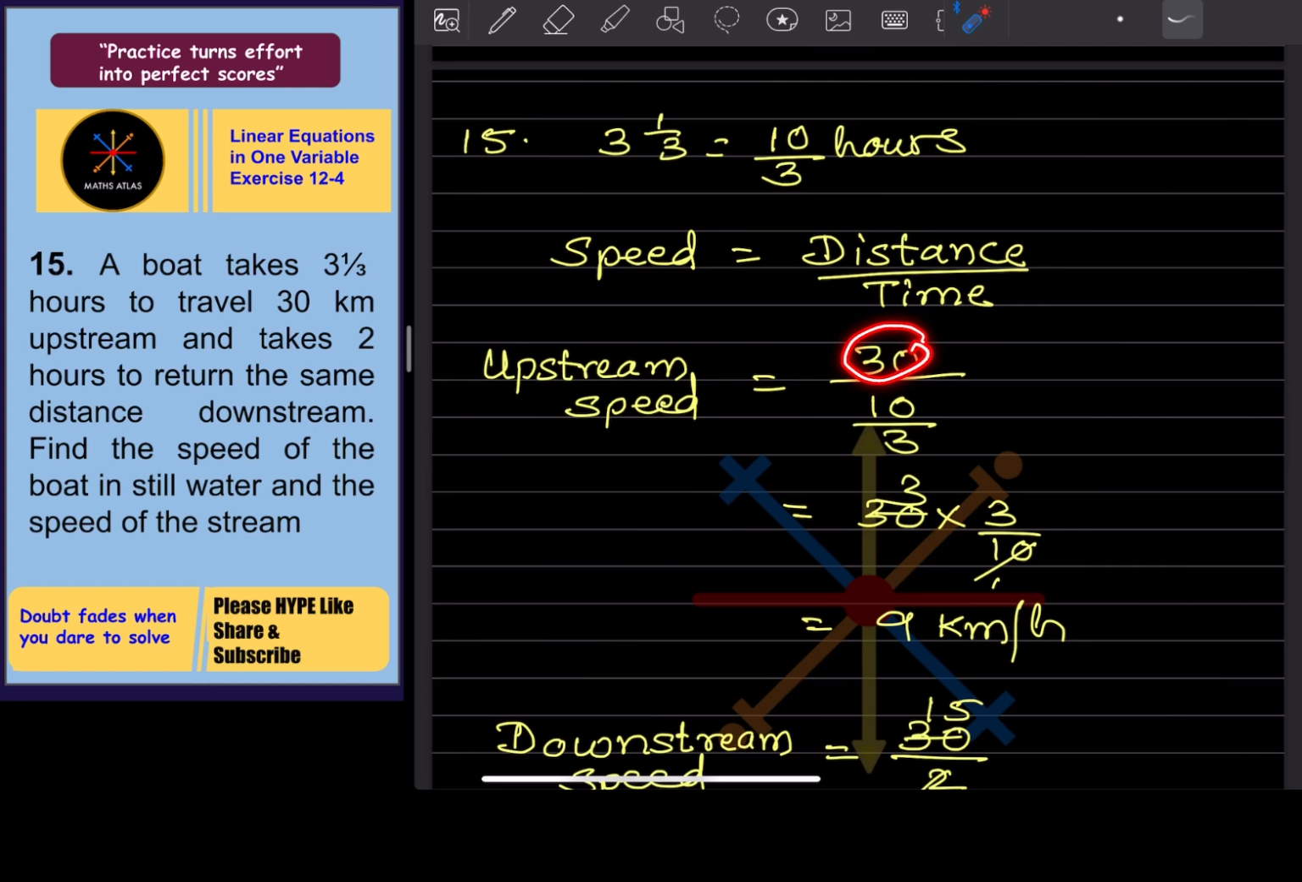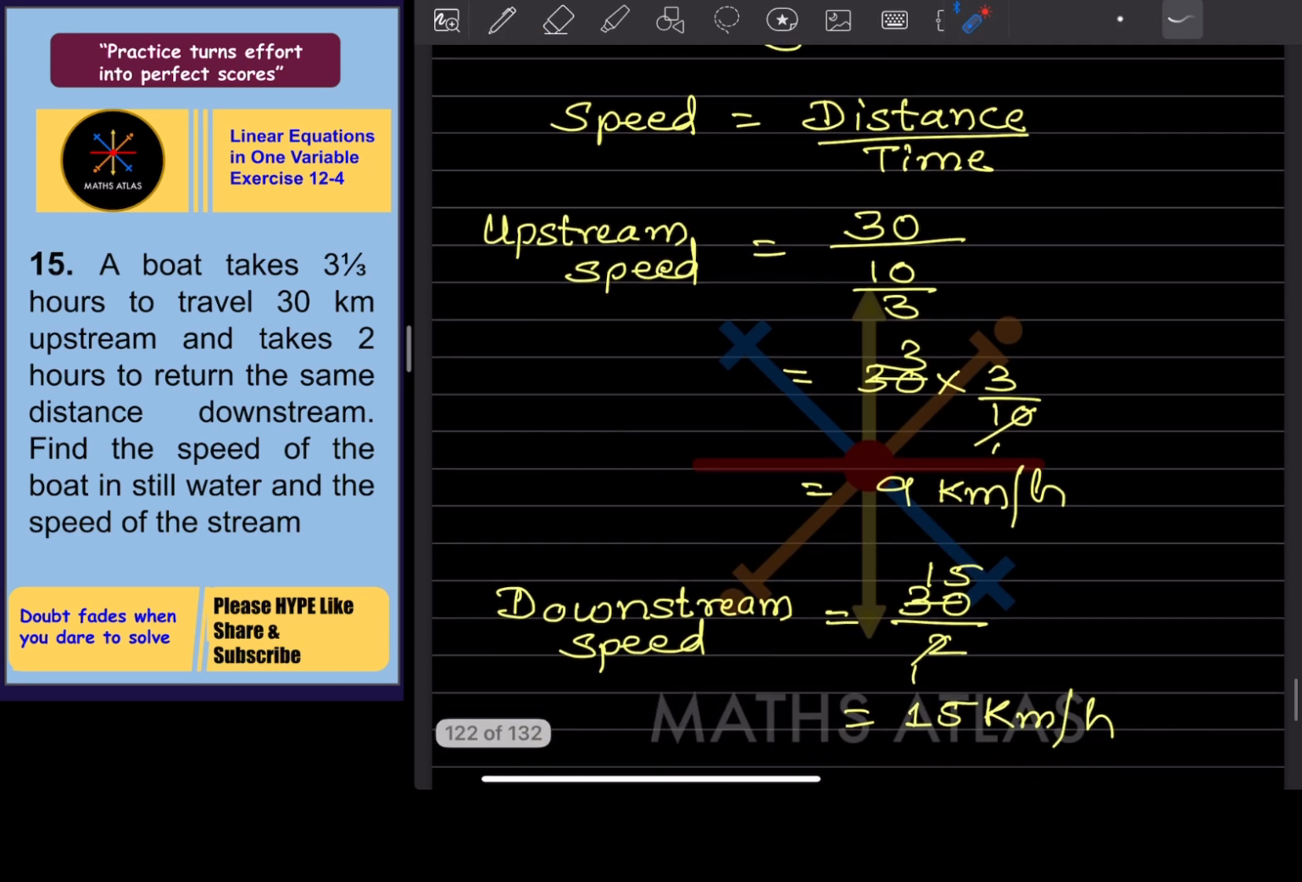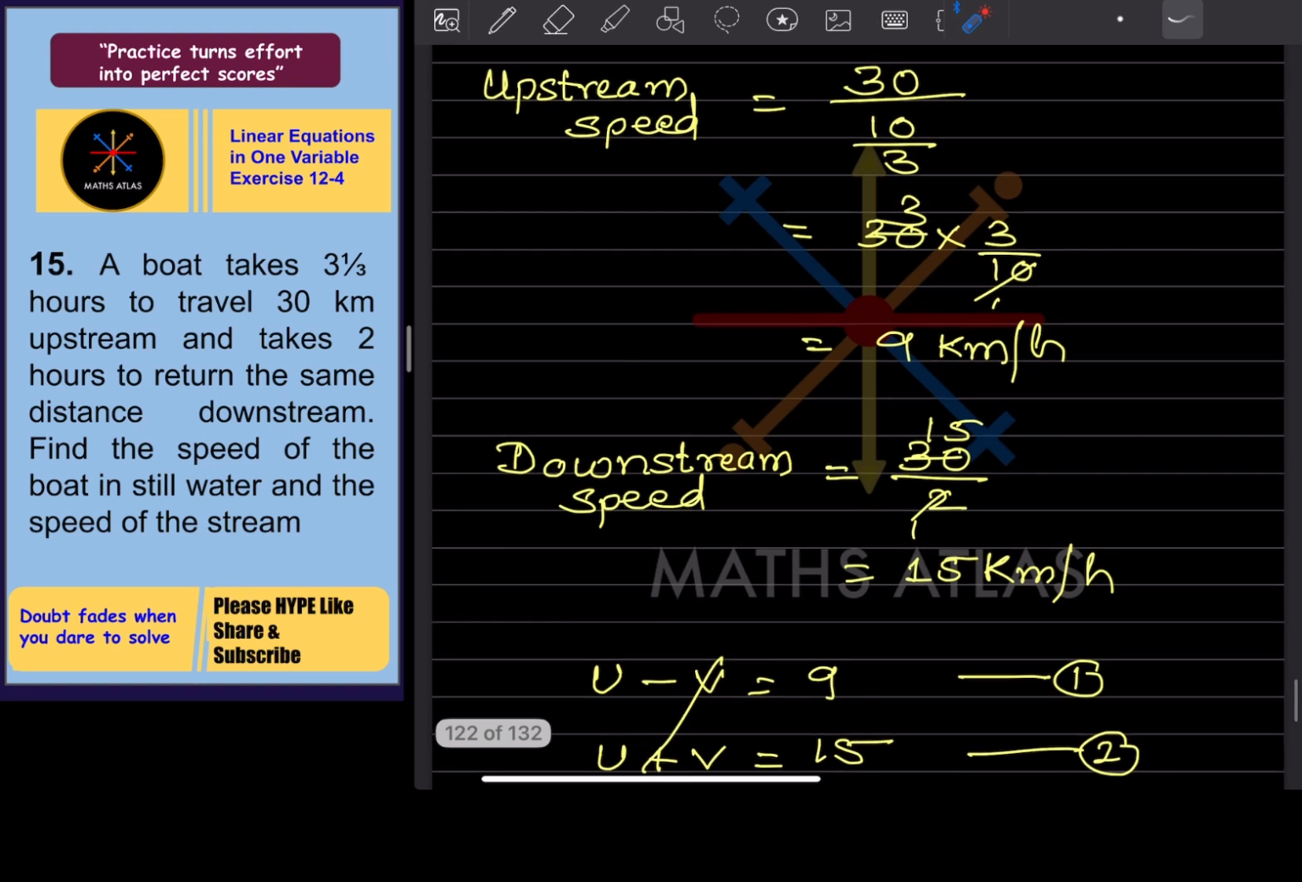Now this is the numerator, this is the denominator. Numerator as it is, the denominator gets flipped over. So that is going to be 3 by 10. After simplifying this, we get 9 kilometers per hour. So the upstream speed is 9 kilometers per hour.